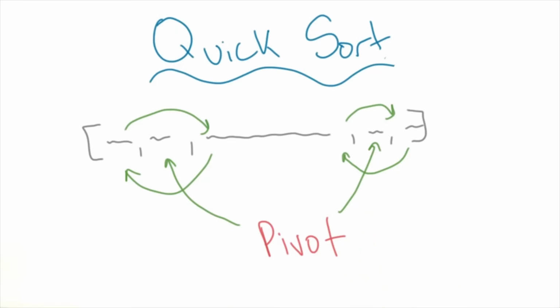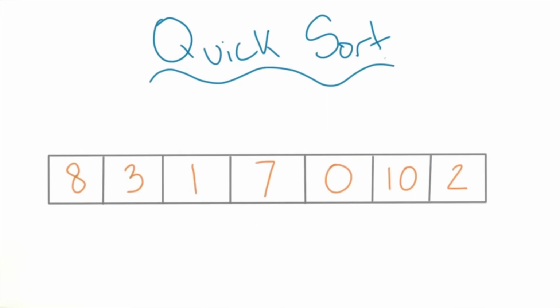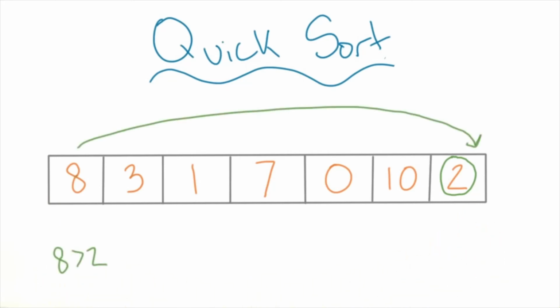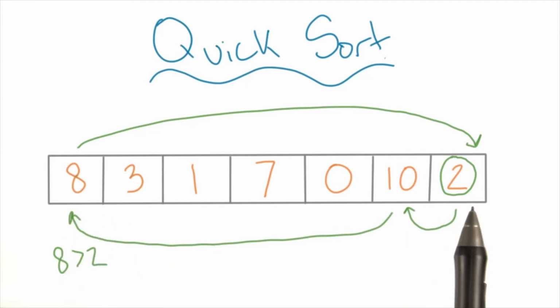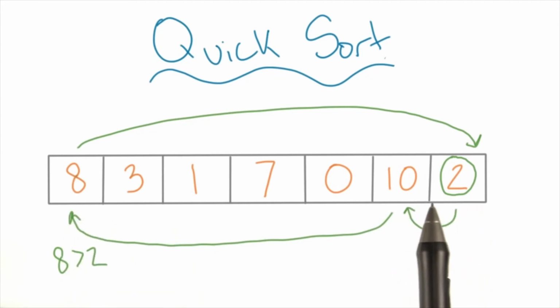Okay, let's watch this in action. First, we need to select a pivot. The convention is to pick the last element as your pivot, so let's go ahead and do that. Our first element is larger than our pivot, so we need to move it behind the pivot. However, we're doing an in-place sort, so we need to move the element in front of the pivot to make room.